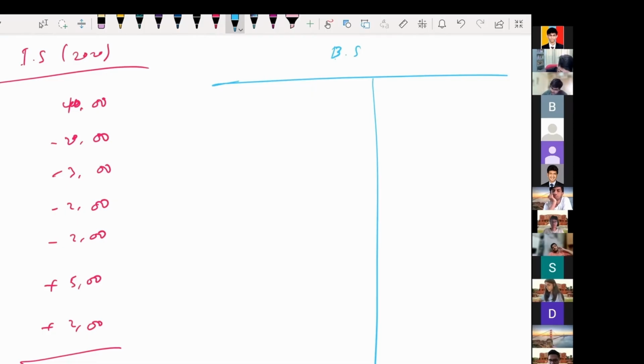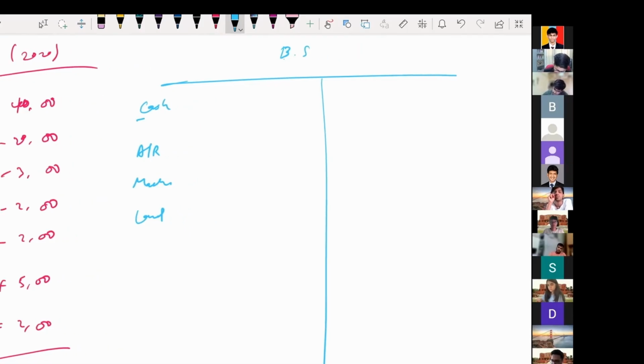Okay. Let us say cash, let us say account receivable, machinery and land. Let's keep only this much. In the liability, I will write all these numbers one by one. Let us say cash, it was rupees 50 lakhs. Now it is rupees 70 lakhs. Account receivable, earlier it was 3 lakh rupees, now it is 13 lakh rupees.